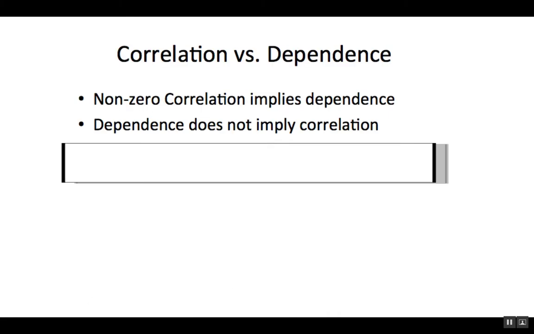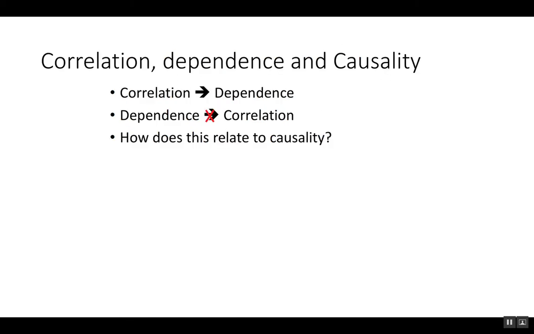Okay, so correlation versus dependence: non-zero correlation implies dependence, and dependence does not imply correlation. Now let's think about causality. Causality is what we really would like to understand when we study phenomena in nature or in medicine. So we know that correlation implies dependence. Dependence does not necessarily imply correlation, but how does this relate to causality?